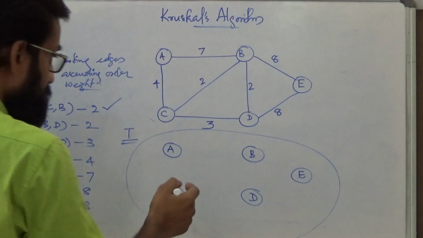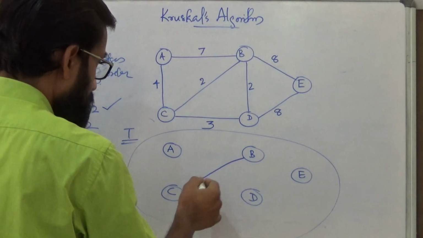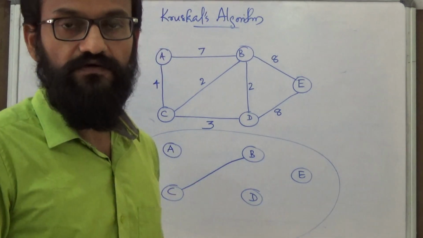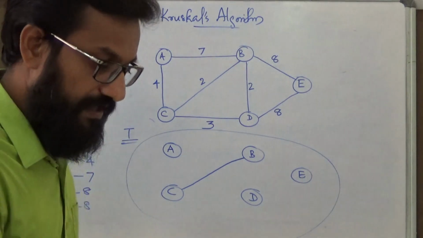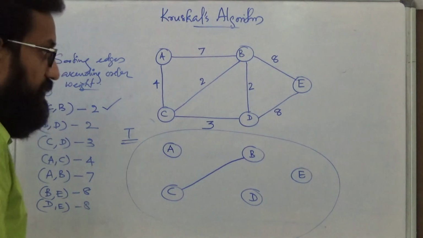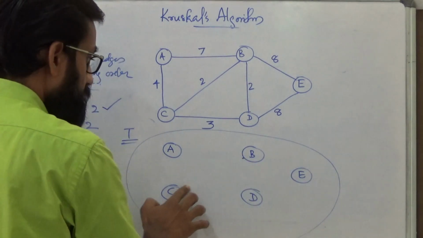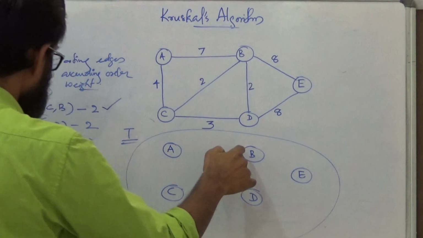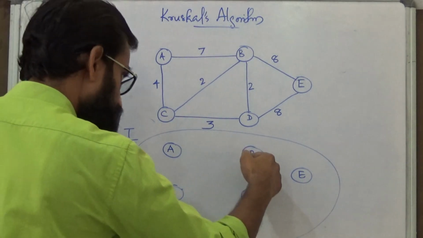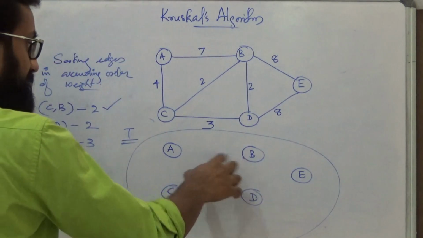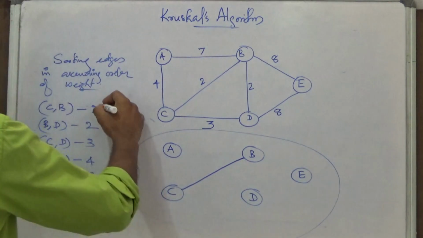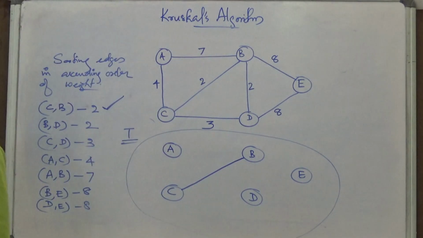So if I add CB, before adding CB, I have to verify whether C and B lie in 2 different sets or 2 different components. Or in other words, you have to check whether C is reachable from B or not. Since C is not reachable from B, I can say that C and B lie in 2 different components and this edge is treated as a safe edge. So this is a safe edge, you can add it.